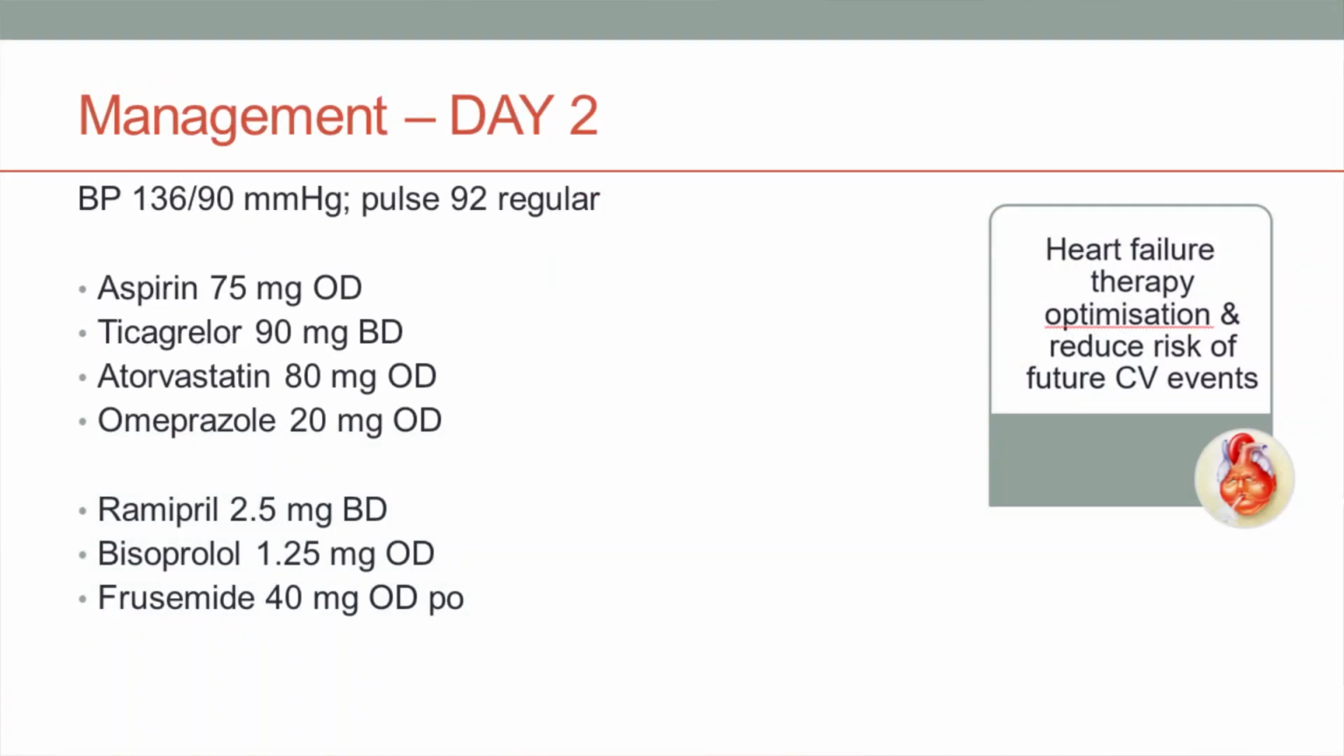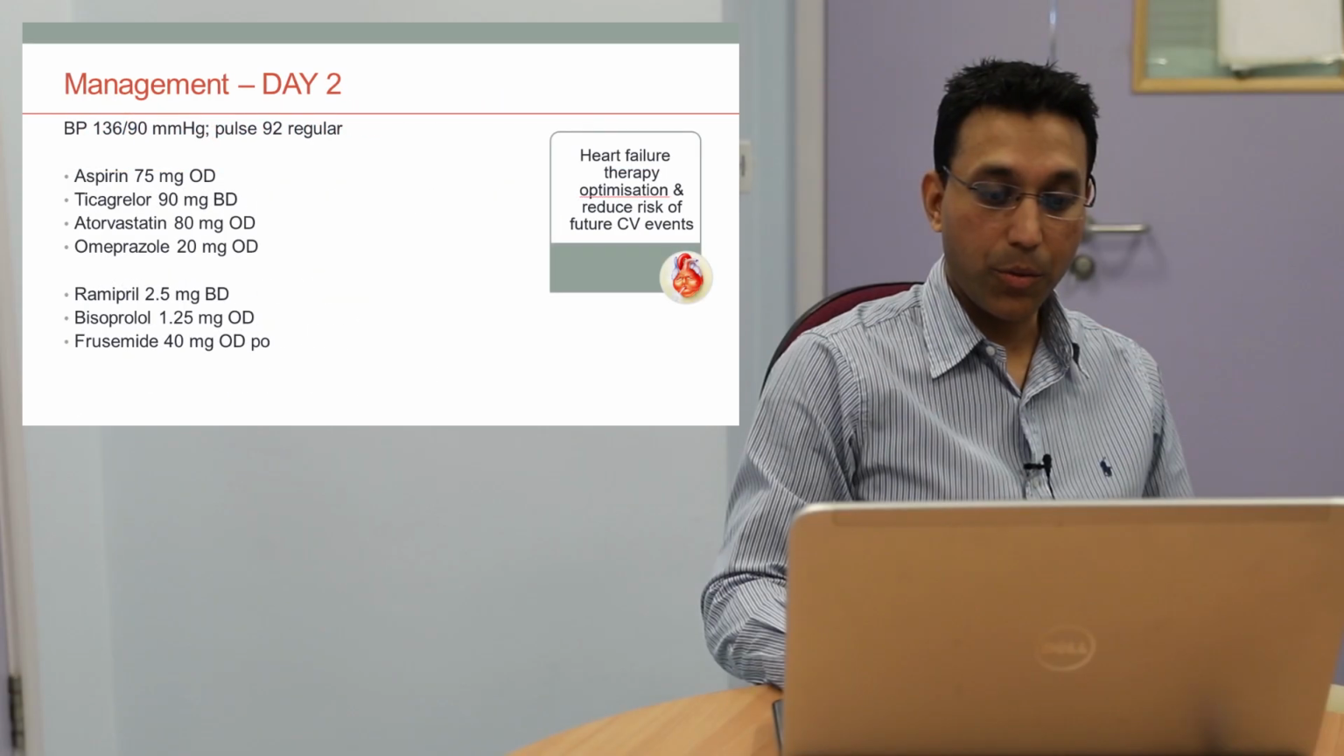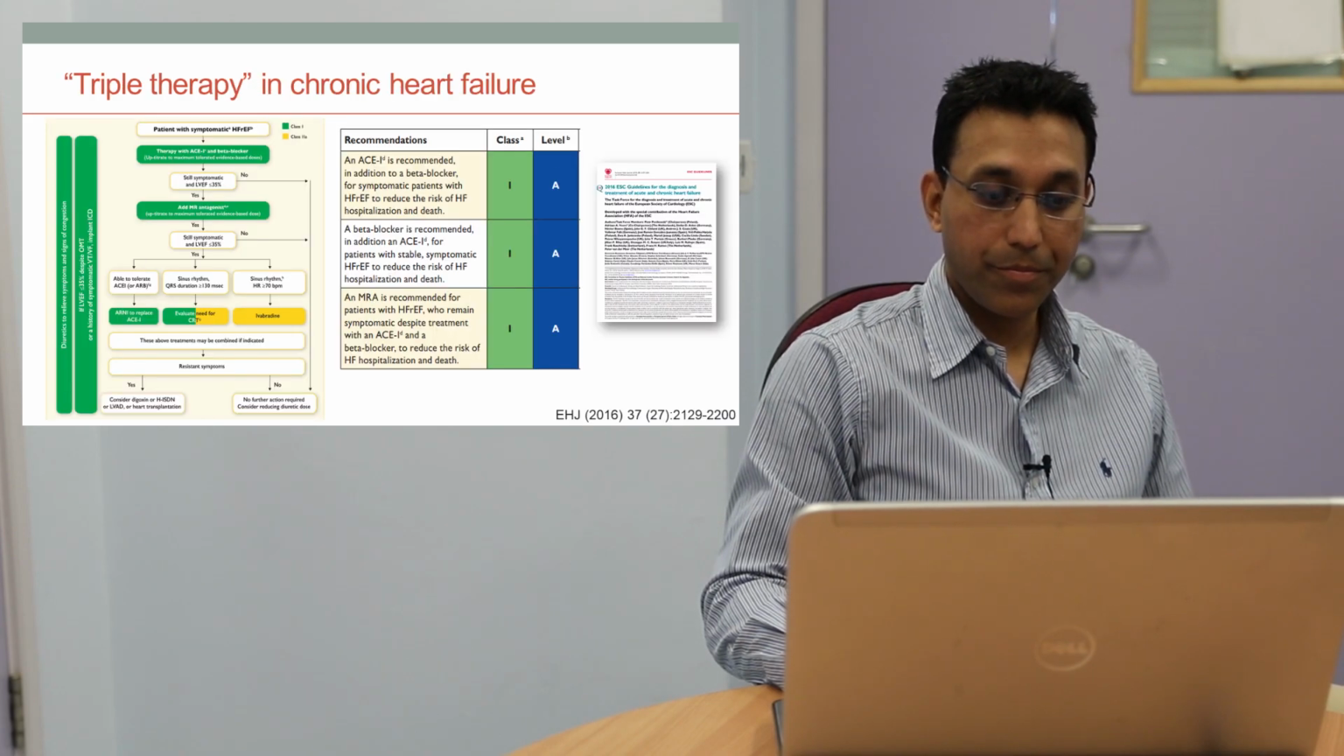So going back to our case study, regarding medication, ramipril was increased to 2.5 milligrams twice daily and a small dose of bisoprolol added. The furosemide was converted to an oral preparation.